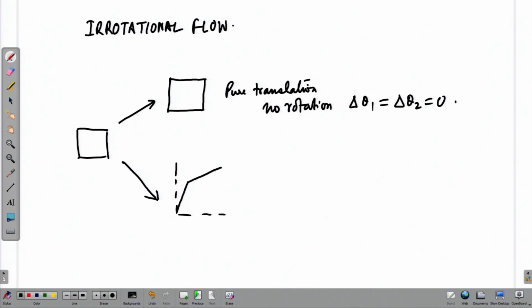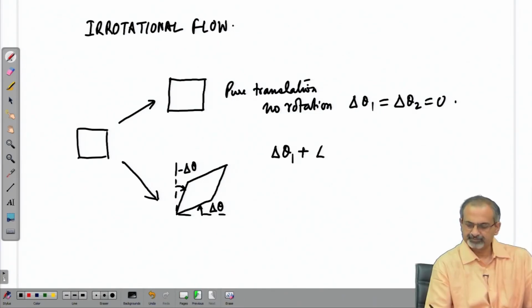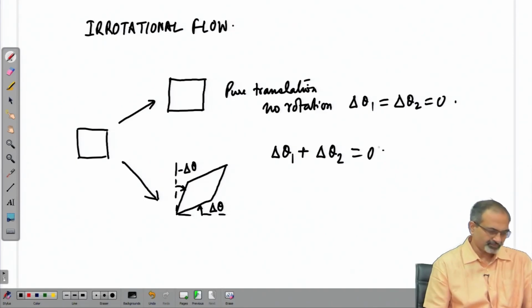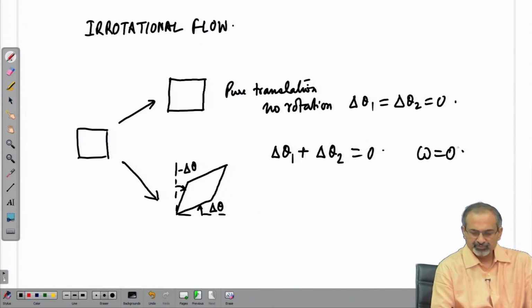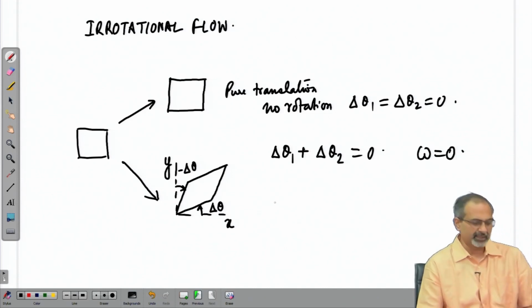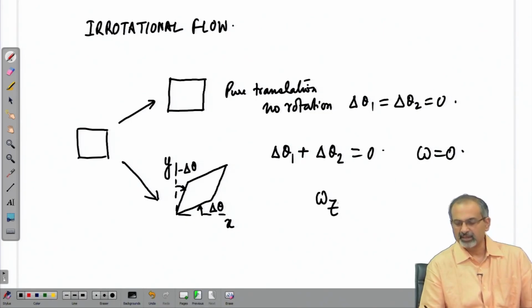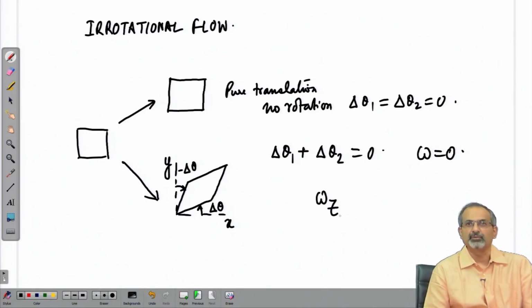What could be another possibility where they do rotate, but they rotate in a very special way? Well, that other possibility is that you have a rotation of one surface by delta theta and another by minus delta theta. So, basically when you sum them, they sum up to 0, which means again your omega is 0. And remember, because you are looking at a planar problem in the xy plane, when you say omega, it means omega z, the z component of omega only.